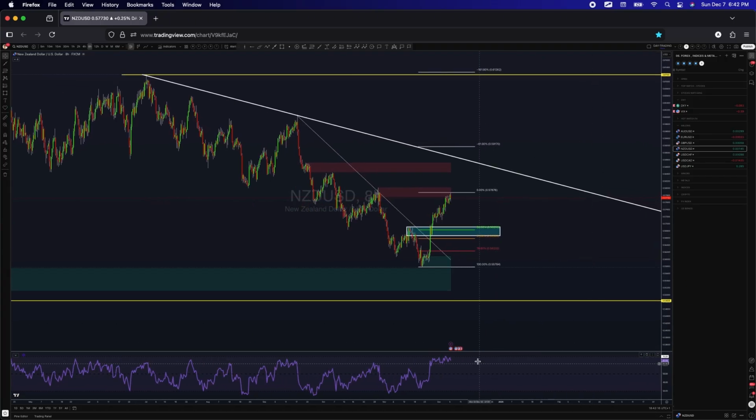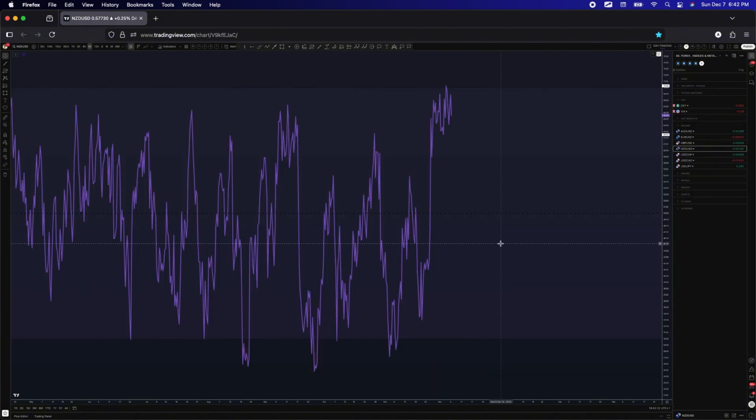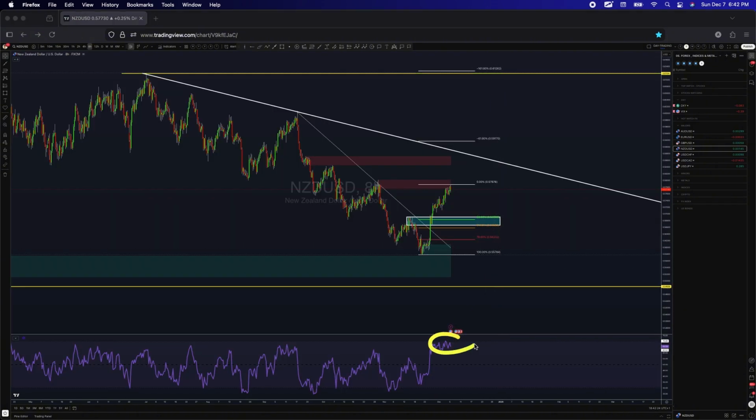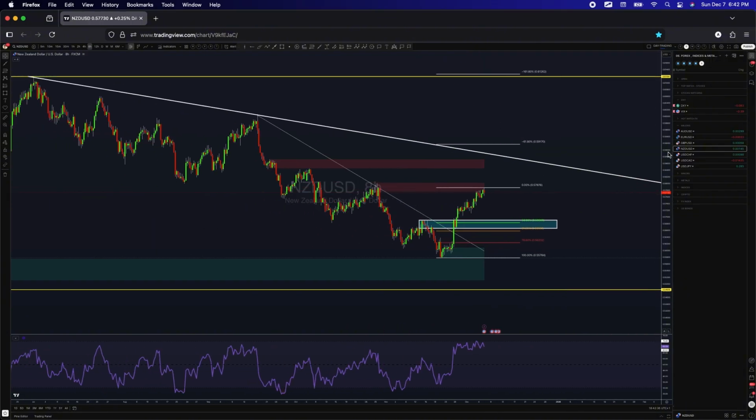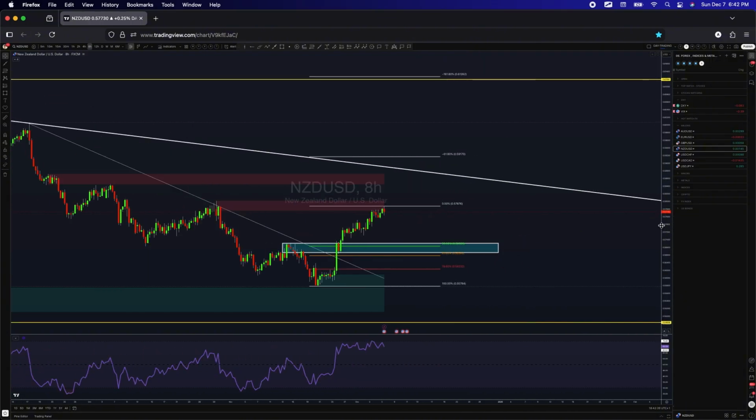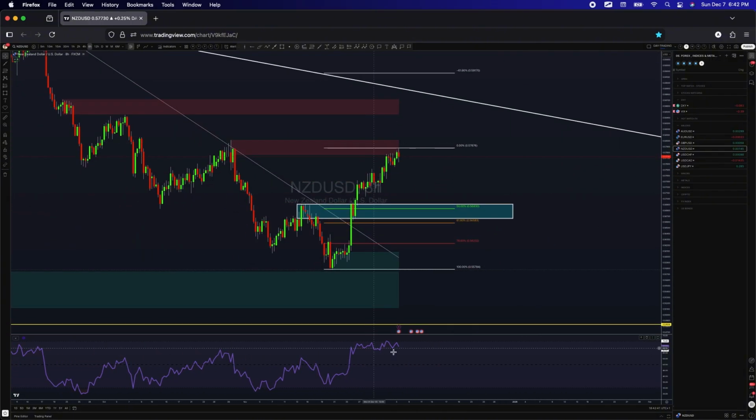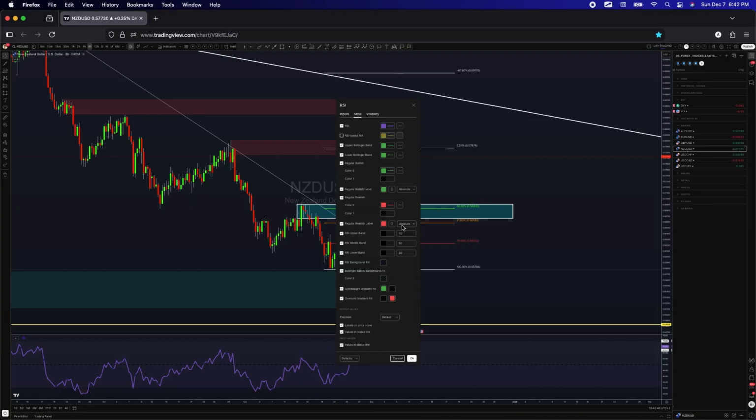We have RSI at overbought already. You can see that we have the RSI at overbought right at the top here, and you can see the momentum that this particular pair, NZDUSD, is giving us right now at the top here. It is not the best kind of momentum that you want to see. Some people can even call it a kind of divergence, but it is not the clearest divergence in my opinion. Let me adjust this RSI just for adjustment's sake.